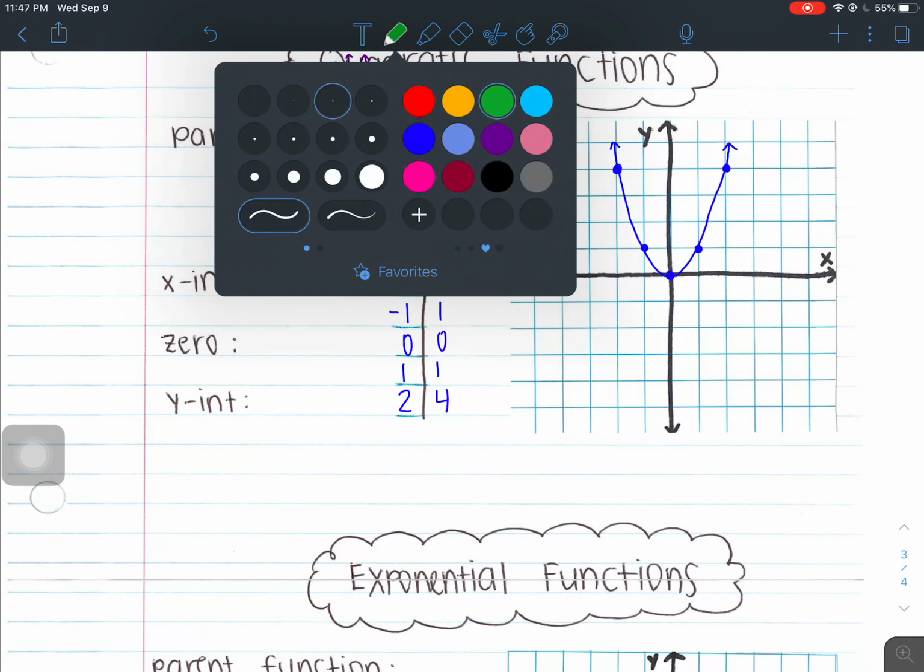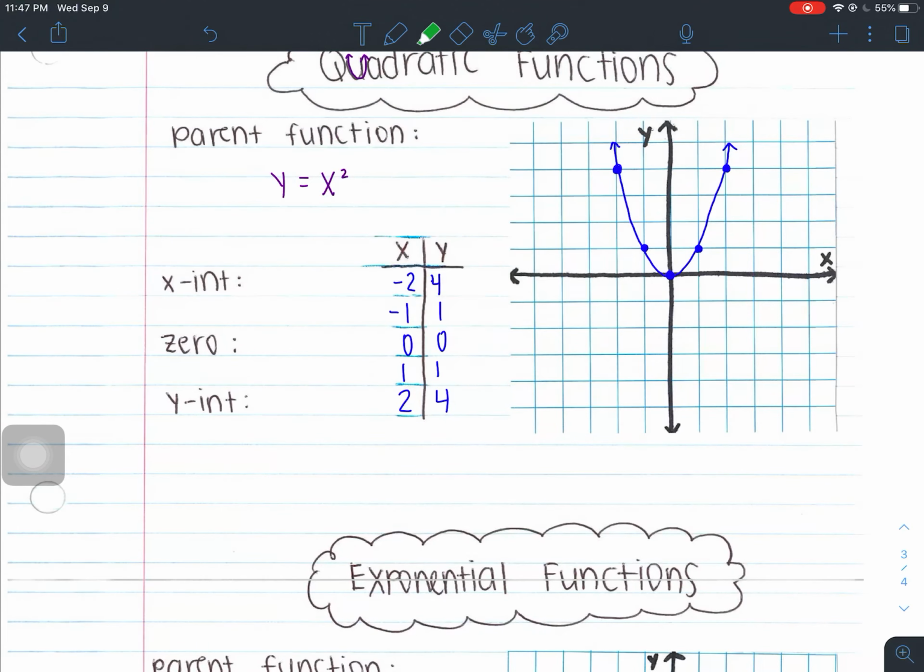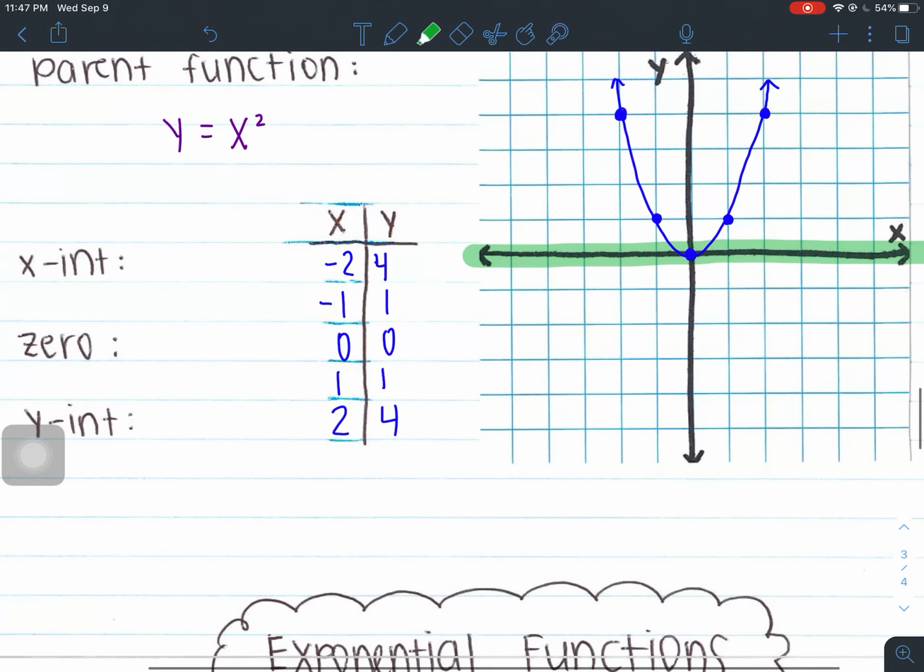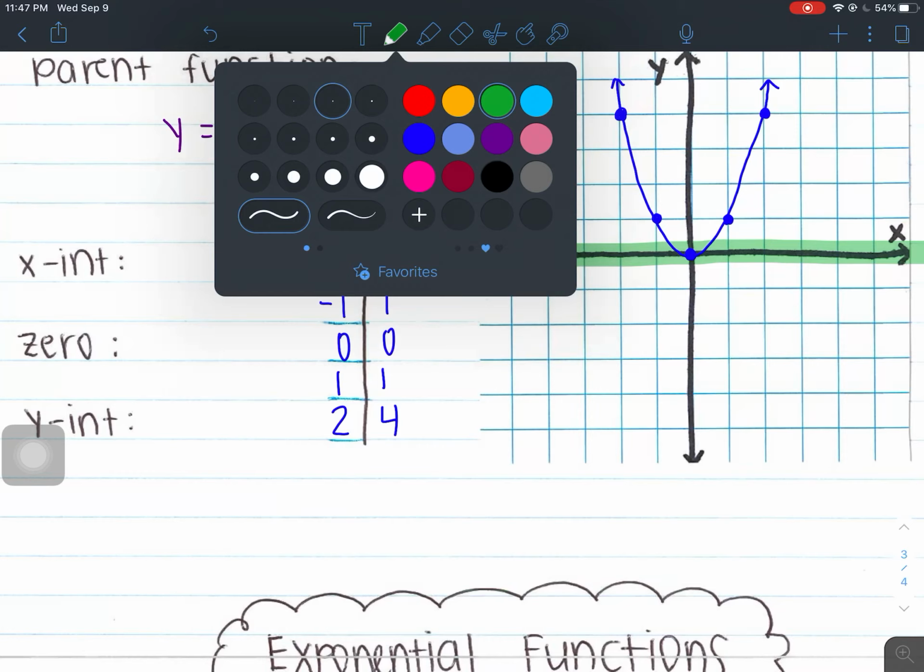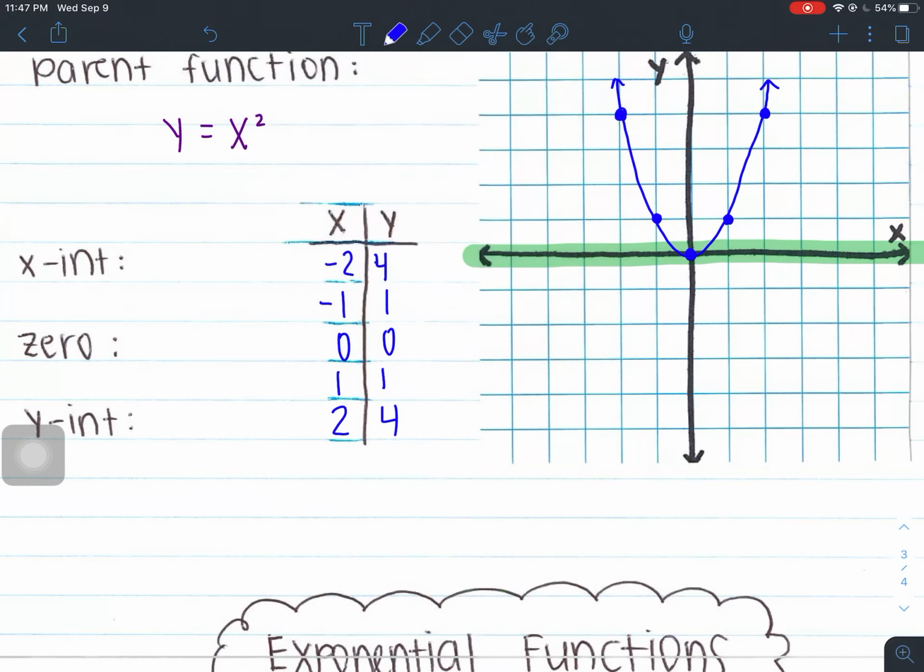Okay, so next we're going to identify our x-intercept. Remember, an x-intercept is where your graph crosses the x-axis. So, where does this graph cross the x-axis? Well, it crosses the x-axis at the point 0, 0. Okay, so easy enough. I need to change this to green, actually.